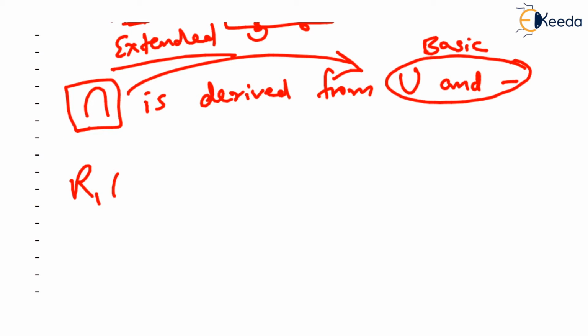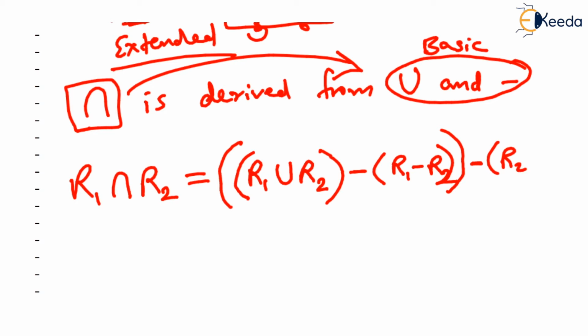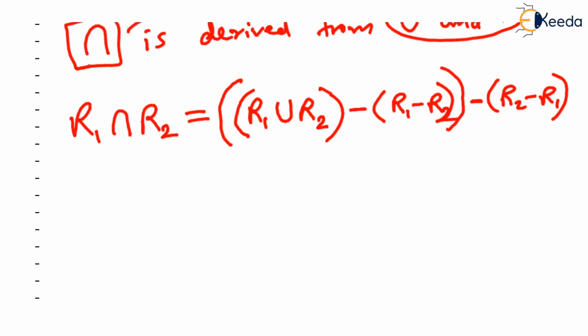Actually, R1 intersection R2 can be written as (R1 union R2), I'll put this in brackets, minus, just check it very carefully, (R1 minus R2), I'll again put this in brackets, minus (R2 minus R1). Good Lord. Just don't get worried about such a big expression. But actually, it can be very easily understood using a Venn diagram, as we are talking about set operations.